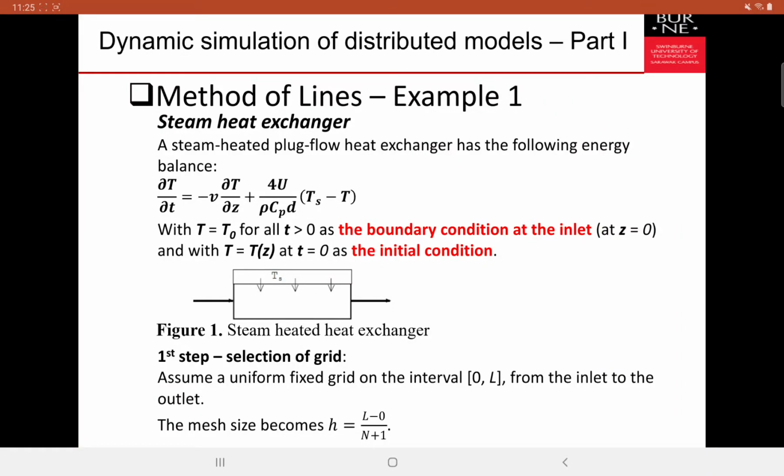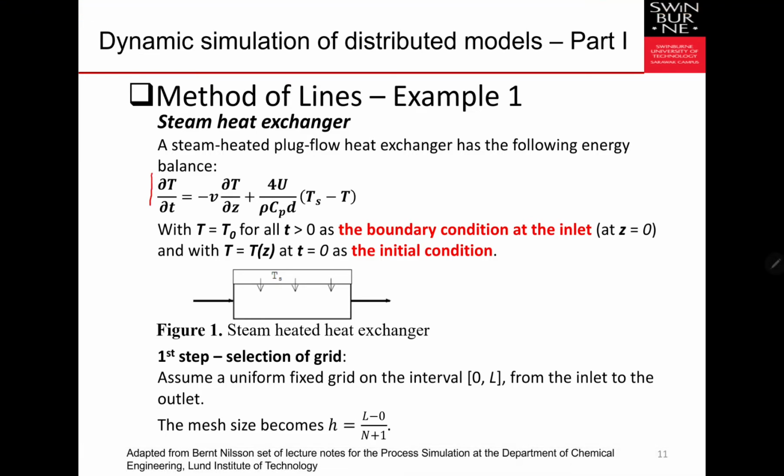Okay, in the second part of this week 10 video, we will discuss an example of the use of a method of lines applied to a steam heat exchanger. A steam heated plug flow heat exchanger has the following energy balance. So imagine that we have this particular energy balance. Now we will question how we do that.